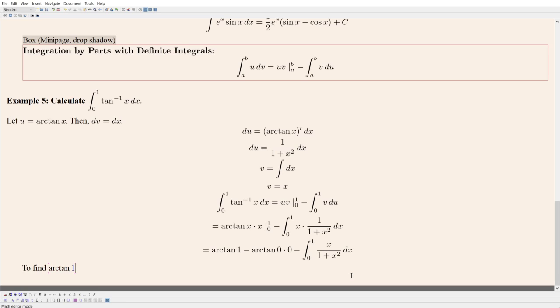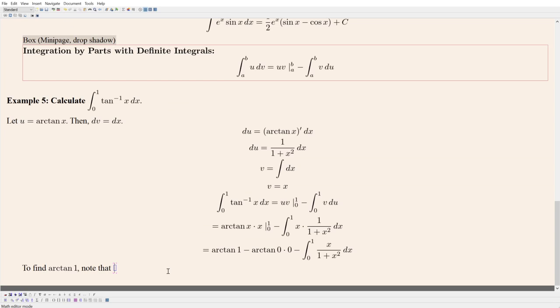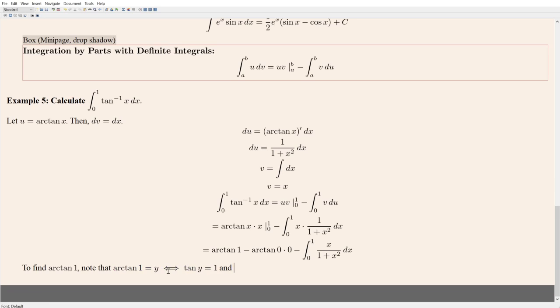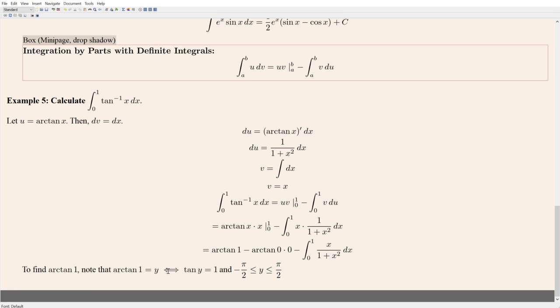So to find arctan of 1, note that by definition, arctan of 1 is going to be y if and only if tan y is equal to 1, and y is between negative pi over 2 and pi over 2. Just look to the lecture notes on inverse trig functions for this. So what angle between negative pi over 2 and pi over 2 has a tangent of 1? Well, pi over 4. There's only one response.